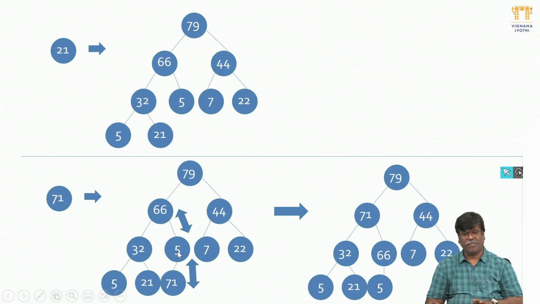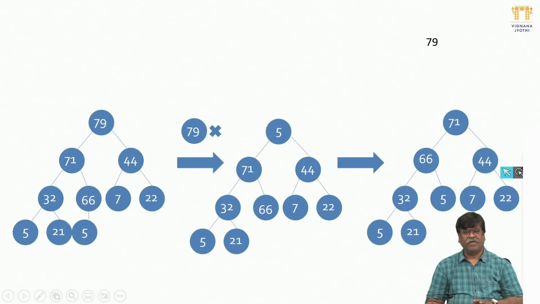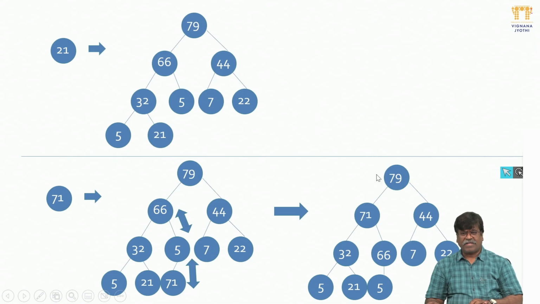Then again you can compare this 71 with the root 66. It is greater than 66, so you can exchange these two. 71 comes here, 66 will go here and 5 will go here. Accordingly you can update and create the max heap. This is how exactly the max heap will be created for the given data.